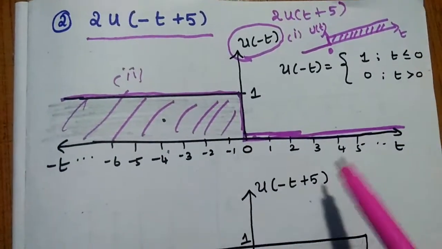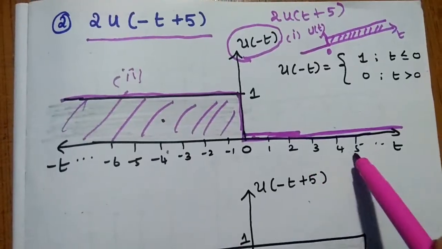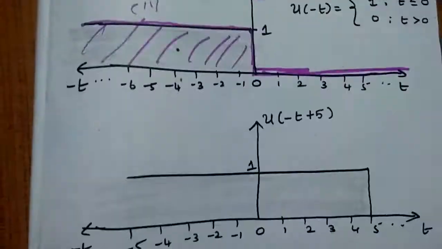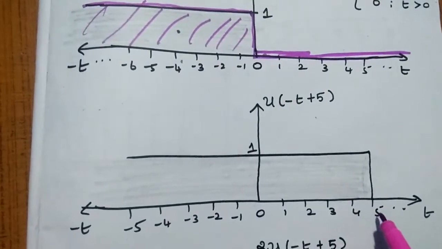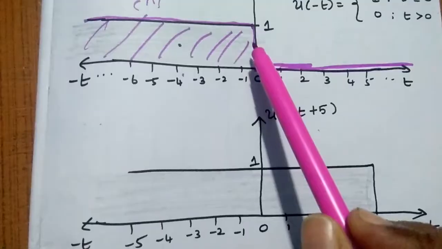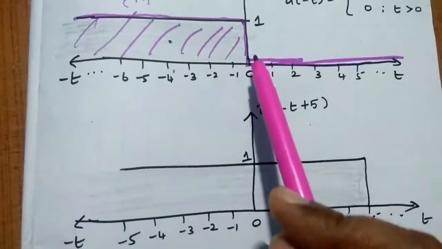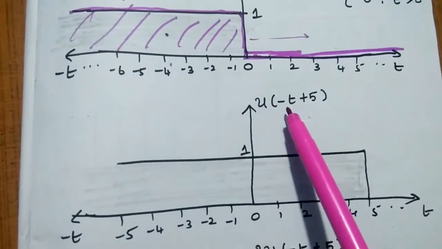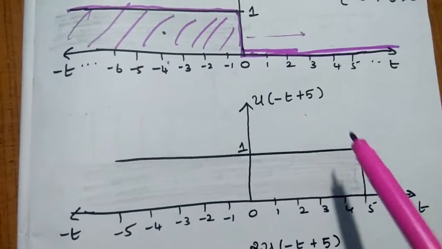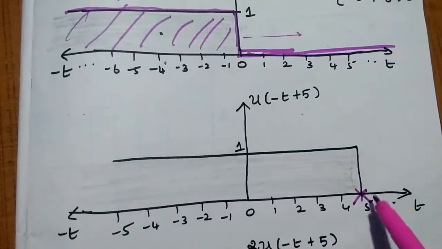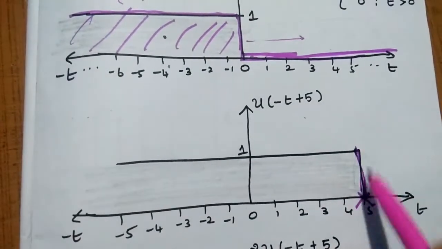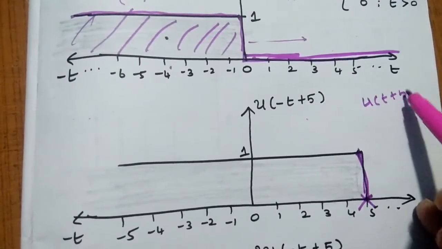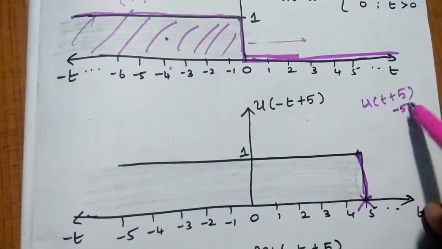So for this, the advanced signal is on this side. Correct. So minus t plus 5, that means we can draw the signal from plus 5. Actually, the signal starts from 0 towards the minus side. So the advance of the signal is nothing but this side. So u of minus t plus 5 means we can start the signal from plus 5 itself. If it is u of t plus 5, we have to start the signal from minus 5.